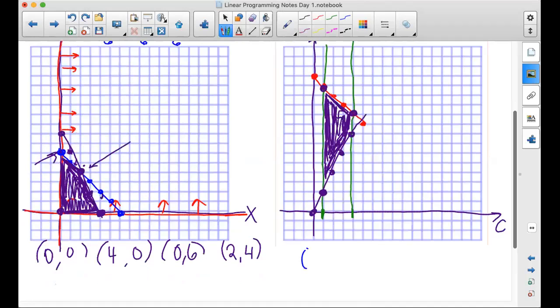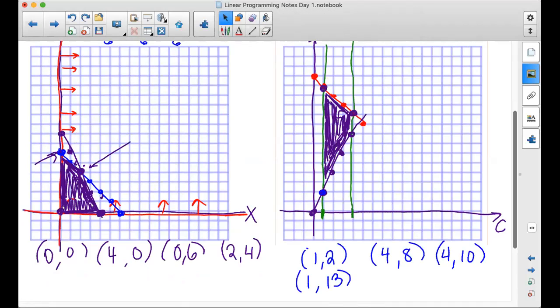So looking at my ordered pairs, I have a point at 1, 2. That's this first point here. I have a point at 4, 8. And then at 4, 10. And then I think I have another point at 1, 13. Again, those would be our vertices.